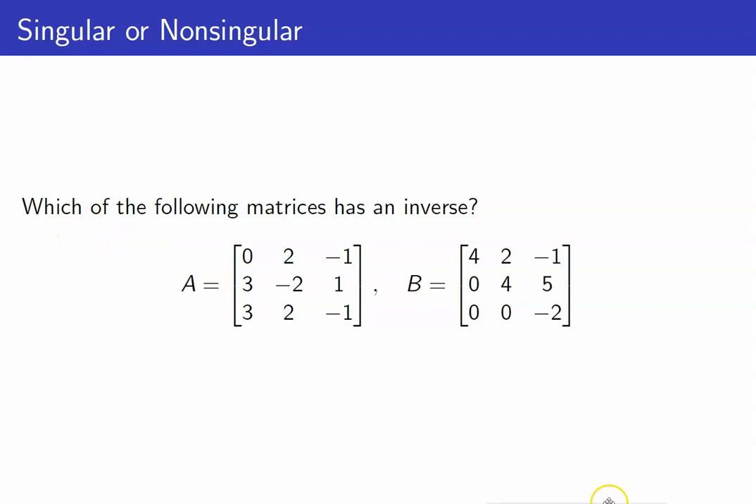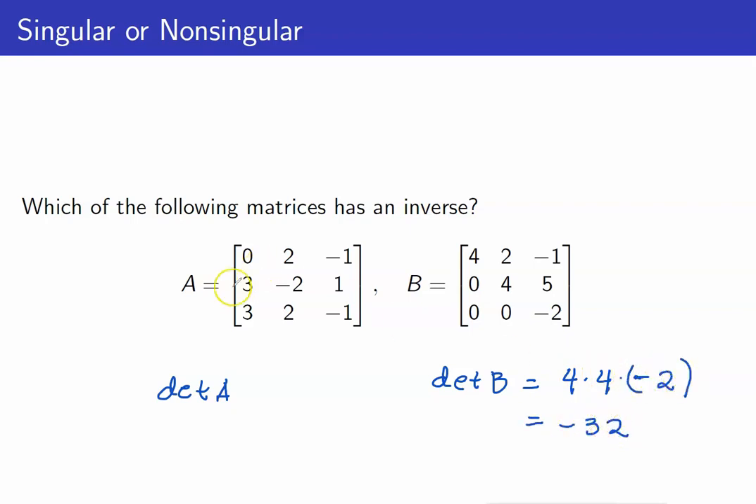We've just learned that we just have to compute for its determinant. Let us observe that B here is an upper triangular matrix, so therefore its determinant is simply the product of its main diagonal entries. So we have 4 times 4 times negative 2. This is equal to negative 32.